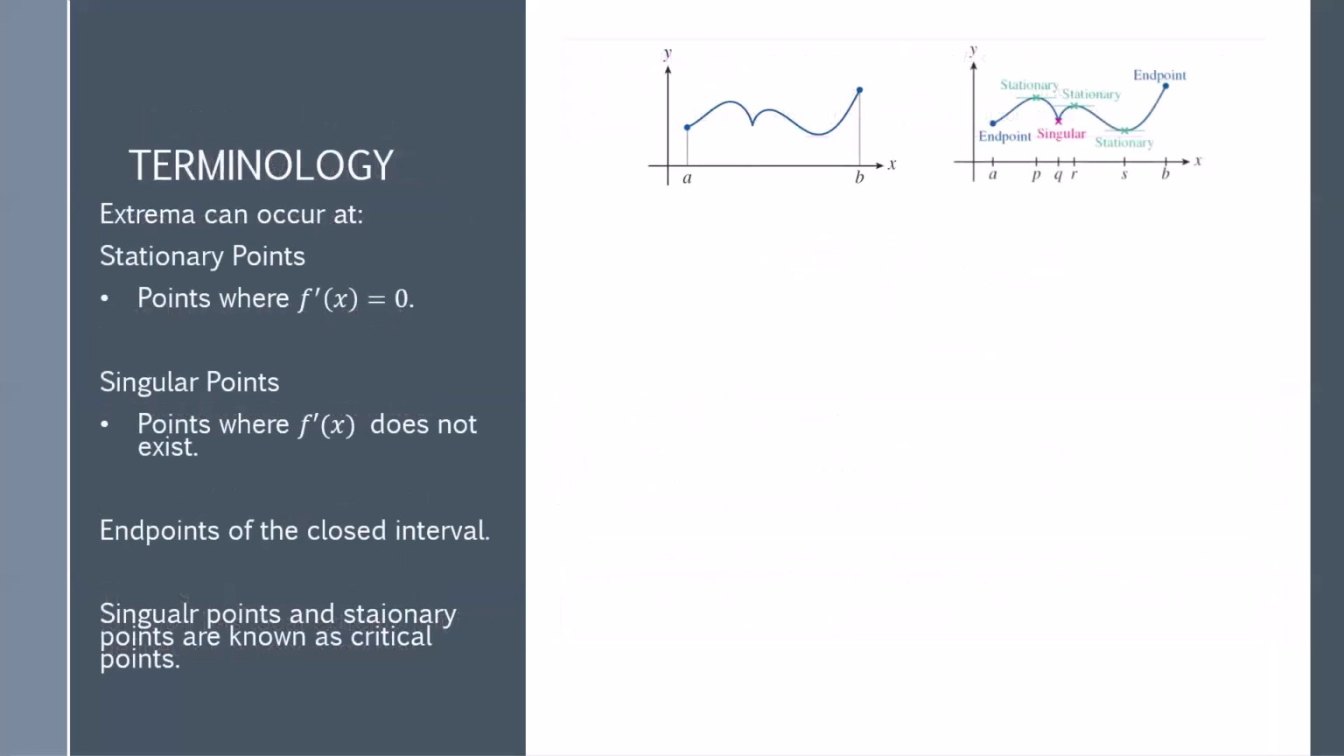Some terminology. Extrema can occur at stationary points, singular points, or endpoints. Stationary points are points where f'(x) is equal to 0. Singular points are points where f' doesn't exist. And endpoints are the ends of your closed interval. Singular points and stationary points are called critical values or critical points.